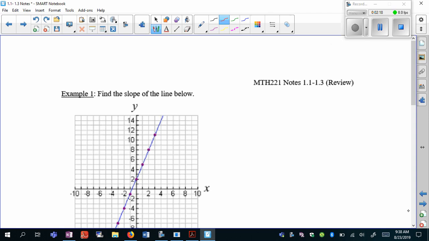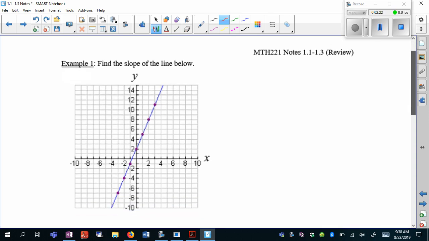On the next page here, since we're on a graph, I want to do this one graphically. If we're trying to find the slope graphically, you want to think about it as the rise over the run. And I always like to go to the right when I count, so I always go up or down and then to the right. Remember, whatever direction you're counting.